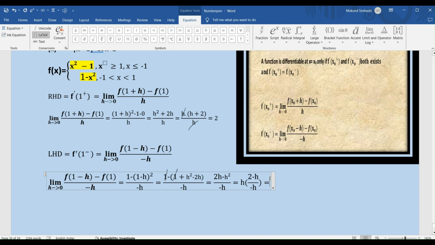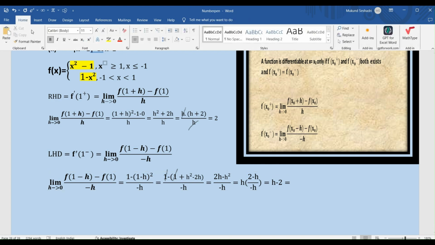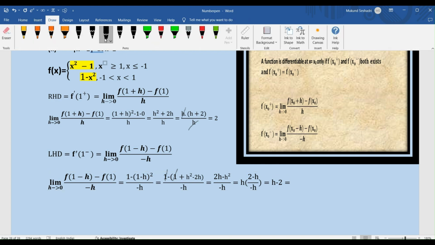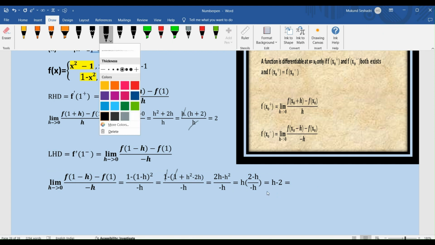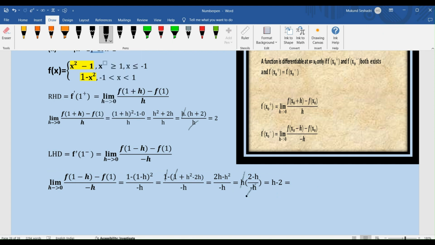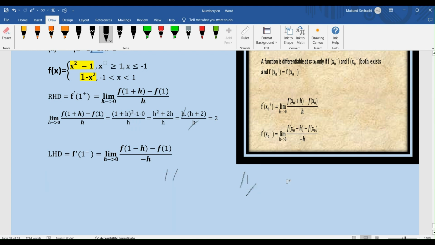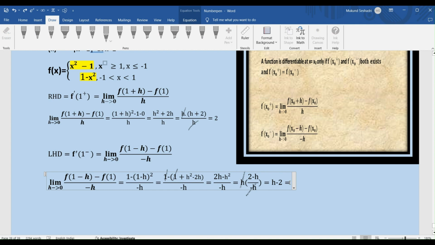So what does that mean? It means I can rewrite this equation as h minus 2. I'm just repeating it, folks. My h and h get cancelled out, and I have my minus sign. I have it as 2 minus h by minus 1, which means I'm left with h minus 2, which becomes, as h tends to 0, minus 2. So this is my LHD.